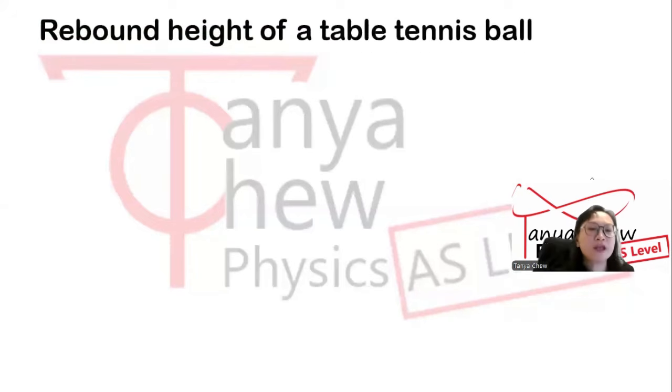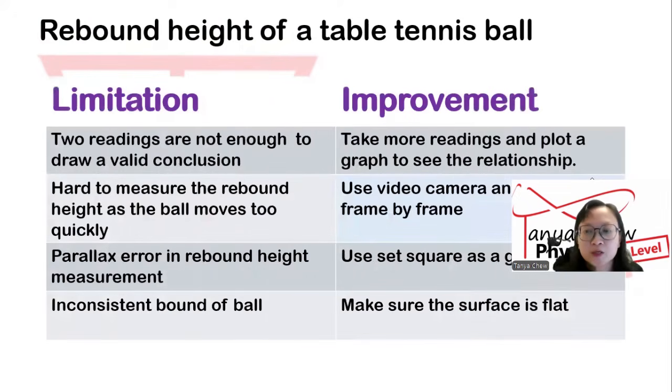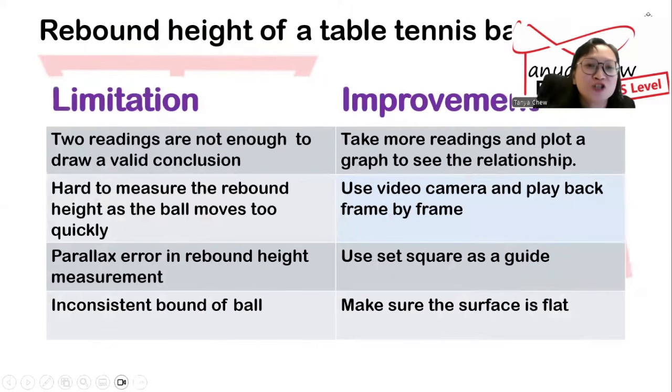And the next one is maybe related to rebound heights of a table tennis ball. So these are the limitations. The general limitation is always that 2 readings are not enough to draw a valid conclusion. Improvement could be to take more readings and plot a graph to see the relationship.